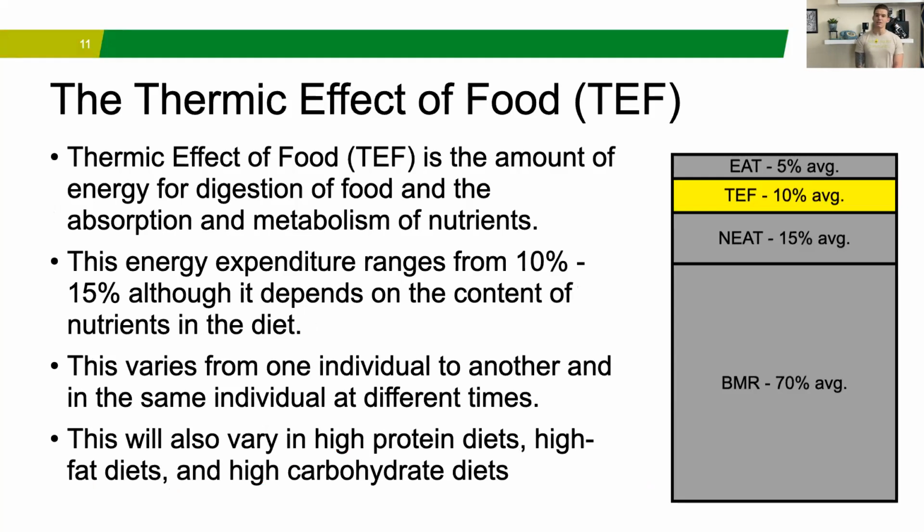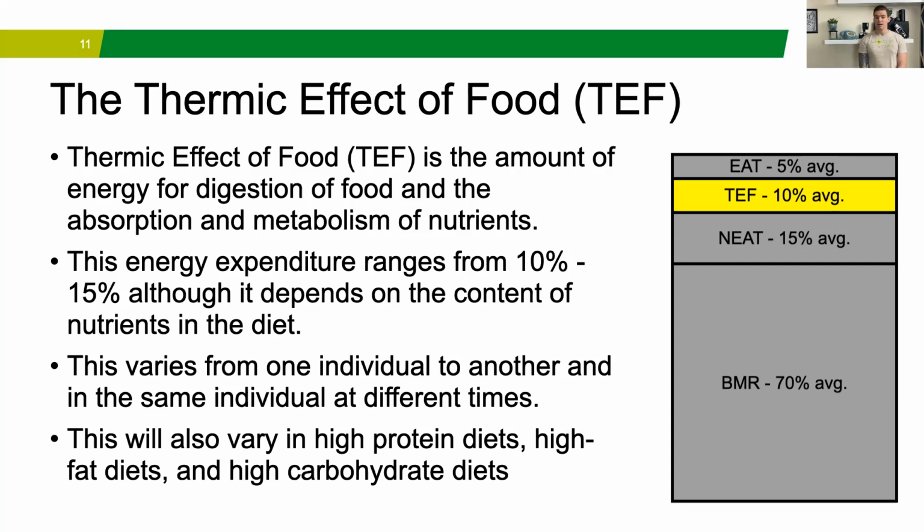Next then on the list, I'm going to talk about TEF, thermic effect of food. Thermic effect of food is the amount of energy used by the body to digest foods and absorb the nutrients, basically. This energy expenditure ranges from about 10 to 15%, although it does depend on what you're eating, because obviously the higher the diet is in nutrients, the more the TEF. It will vary from individual to individual. So different people will have a different thermic effect of food, and each person within themselves at different times will have a different thermic effect of food. So it's not really set in stone.